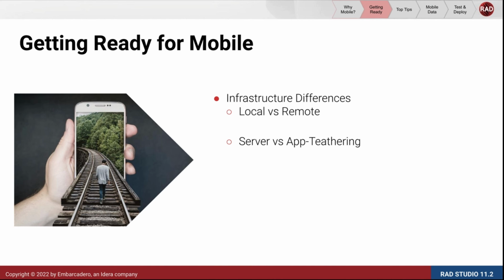So there's quite a few different options around getting stuff out to mobile. But thinking about your architecture and your infrastructure differences and how you're going to serve data is one thing that's part of that journey.